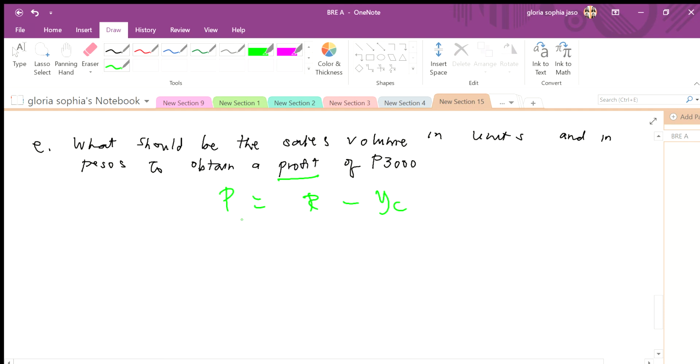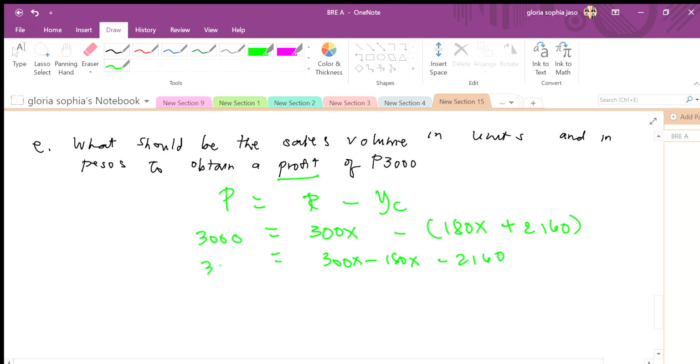So, substituting P, the profit given, 3,000, and R is equal to 300x. Then, Y sub C is equal to 180x plus the fixed cost, 2,160. So, solving for x, simplifying this equation, 300x minus 180x minus 2,160 equals 3,000.